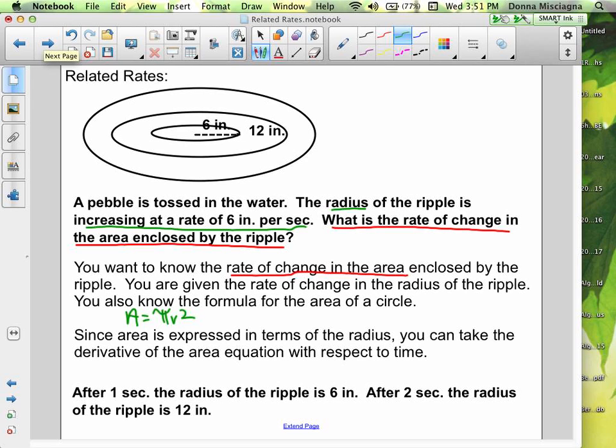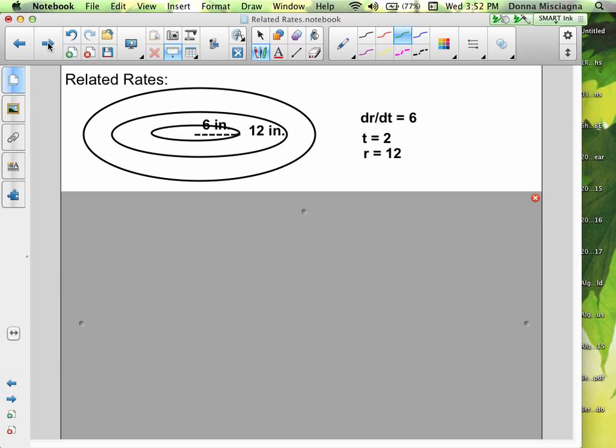Since area is expressed in terms of the radius, you can take the derivative of the area equation with respect to time. Okay. Let's take a look at this problem a little bit more. Right, here's our problem here. So dr dt, this is the rate of change in the radius with respect to time.